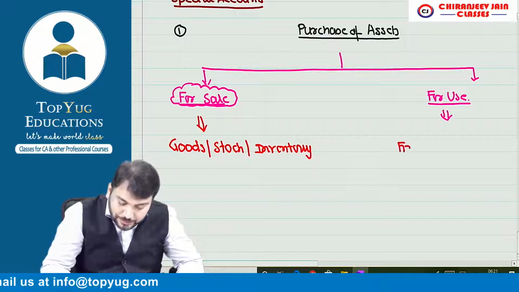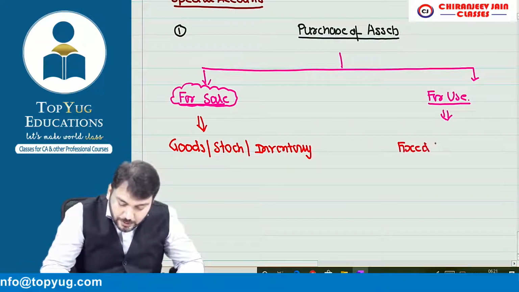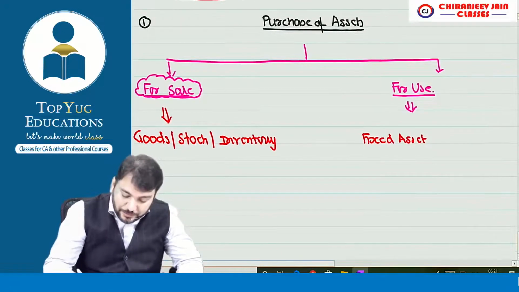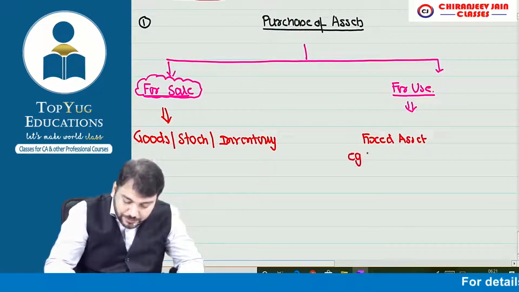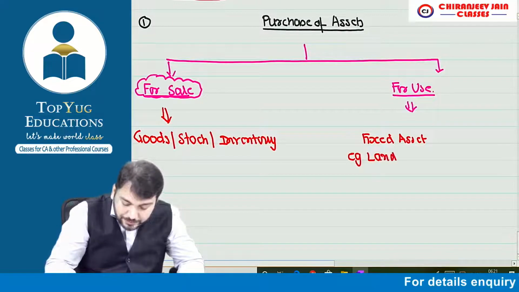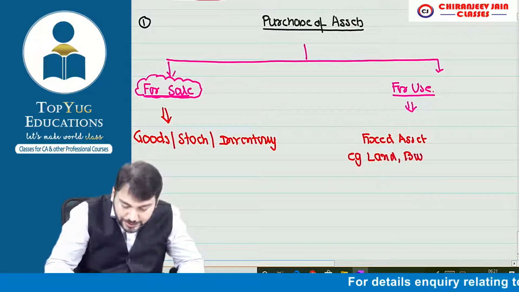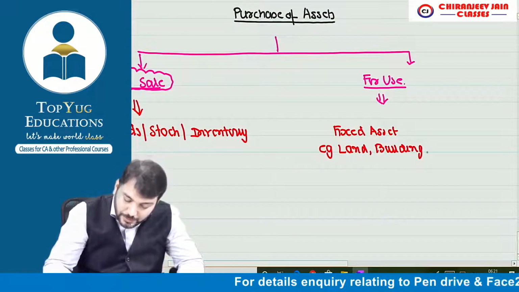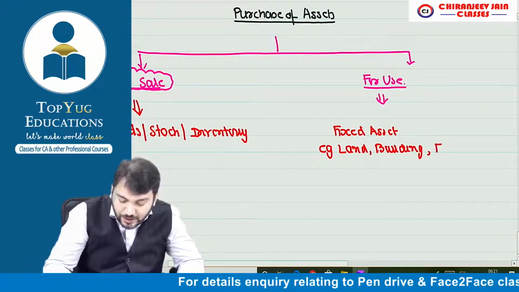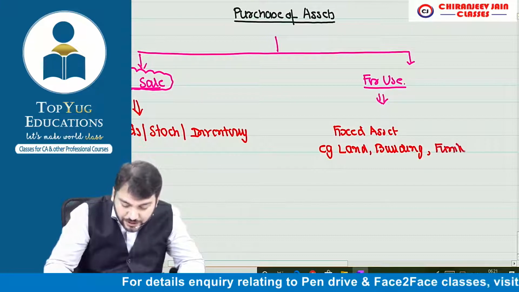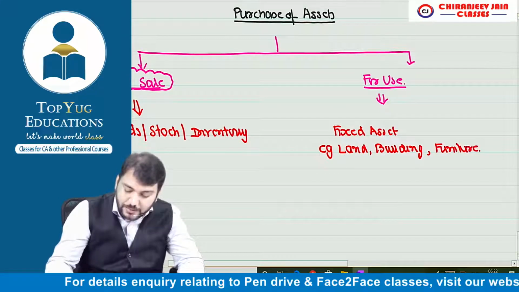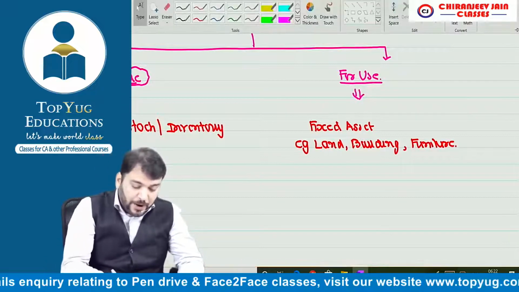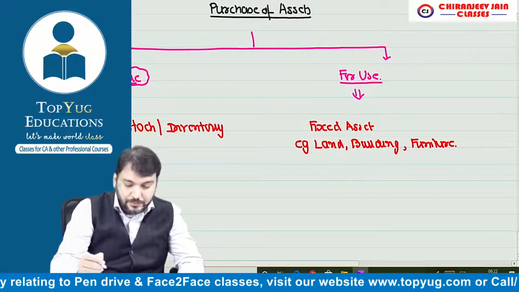And when we say for use, what do we call it? We call it fixed assets. Fixed asset. For example, land, building, furniture, etc. Correct? Understood? This point, any doubt?